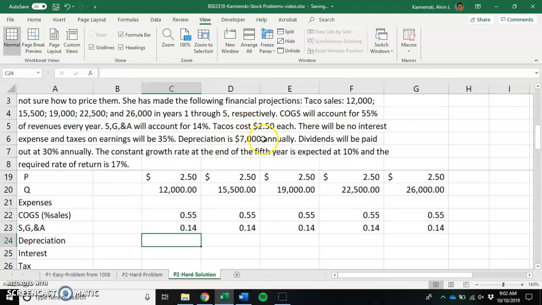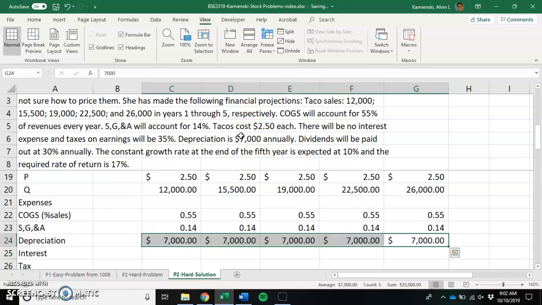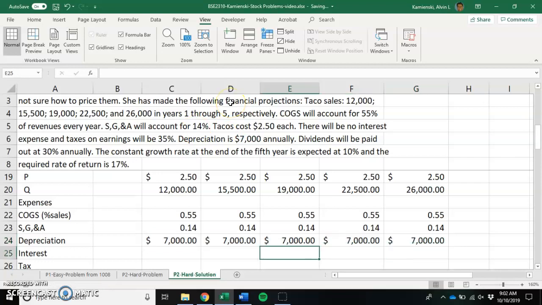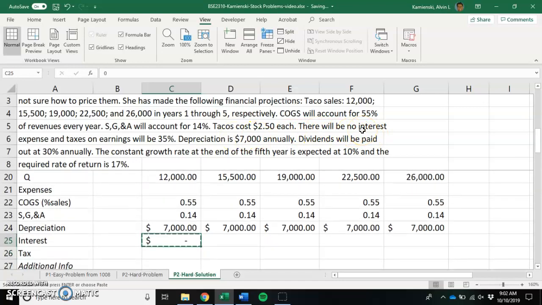Now, GIA is going to have to get a truck. That truck will depreciate, so we'll document that she's going to depreciate her truck at $7,000 per year. There will be no interest paid, which is a good thing for now.